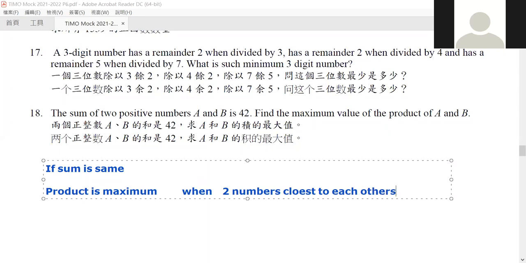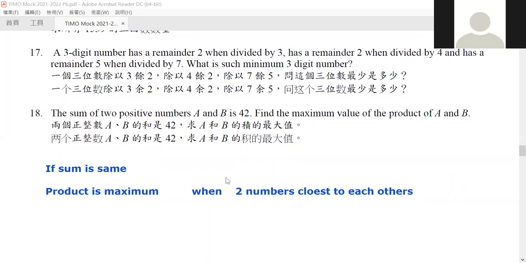This is the most important mathematical fact that we would like to use in this case. We know that the sum is equal to 42. So what are the two numbers that are closest to each other with sum 42? The closest is when they are the same, so each of them must be 21. So the maximum product is 21 times 21, which is 441. So 441 is our maximum.